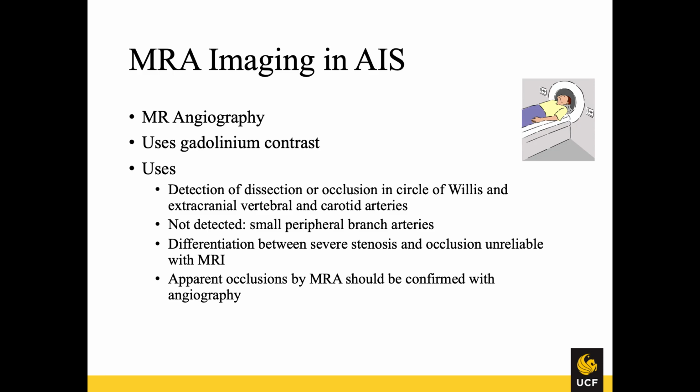It will detect things like dissection or occlusion in the circle of Willis, or disorders of the extracranial vertebral and carotid arteries, but it does not detect the small peripheral branch arteries. So it will not show you lacunar-related injuries, for example. Differentiation between severe stenosis and occlusion is unreliable with an MRA. Apparent occlusions by MRA should be confirmed with angiography as well.